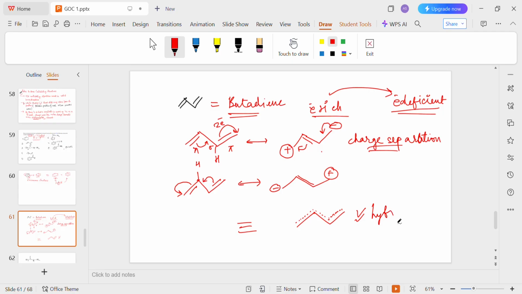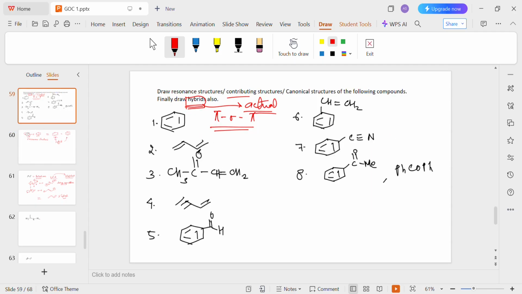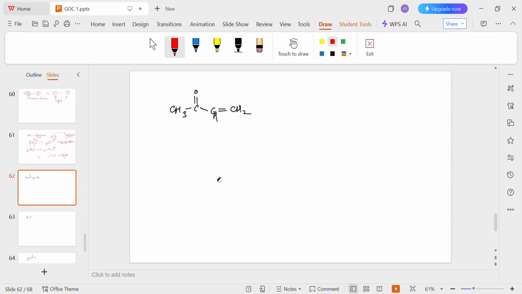Okay, up next you have this as the next structure. Okay, this is also pi, sigma and pi. Up next you have to draw the resonance structures of this. Let us see how we can draw the resonance structure, the contributing structures, of this compound.